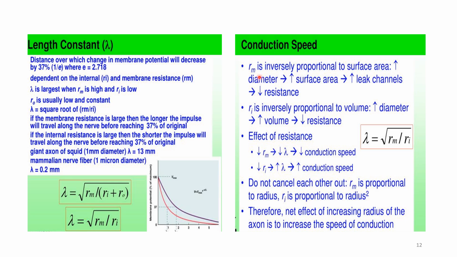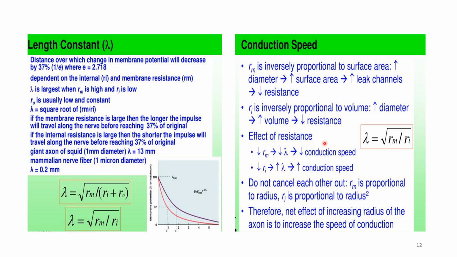So this Rm, that is membrane resistance, is inversely proportional to surface area. That is, if the area is more, that is in larger diameter fibers, there are more leaky channels. So there is less resistance Rm. And Ri is inversely proportional to the volume. That is, in larger diameter fibers, there is more volume, there is less internal resistance.